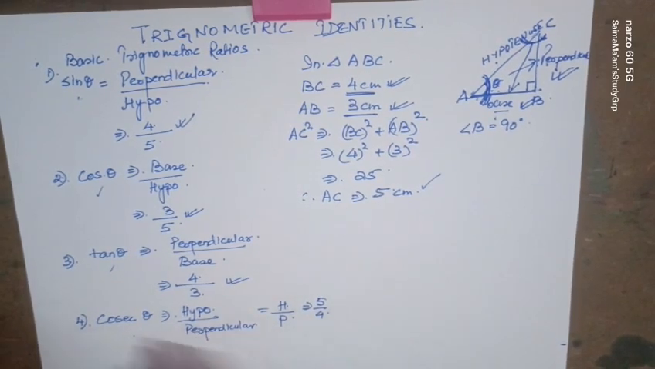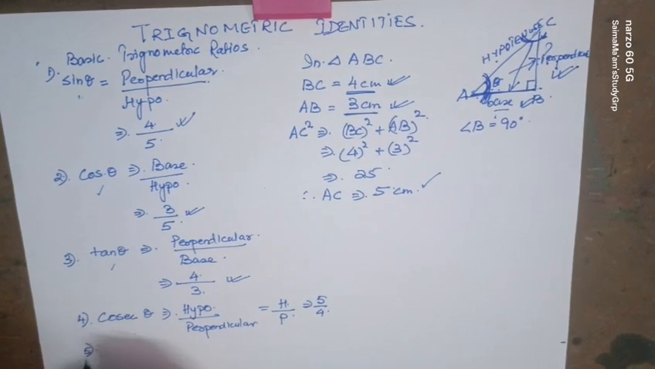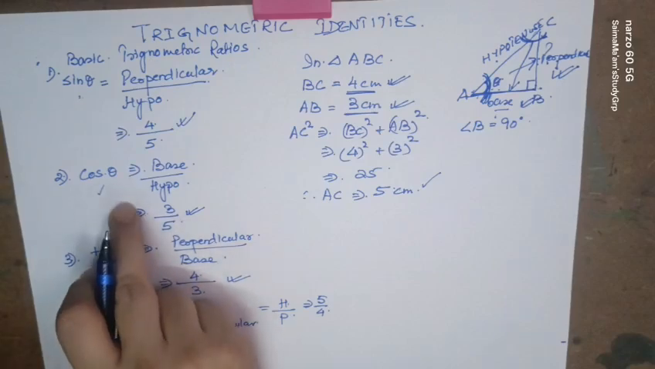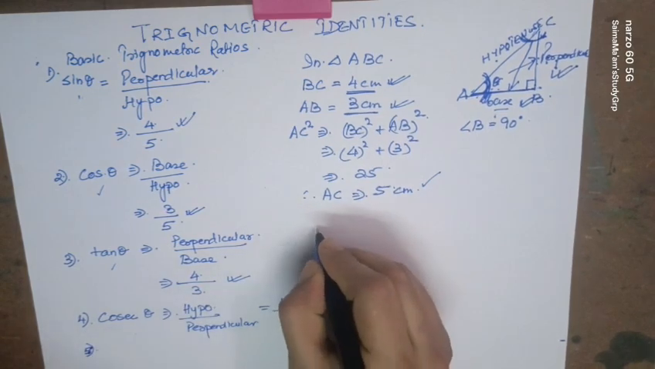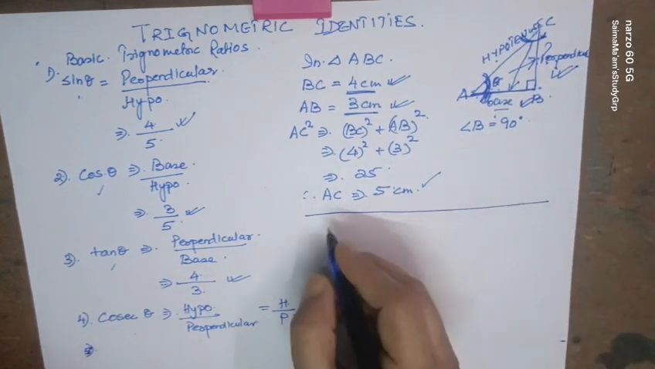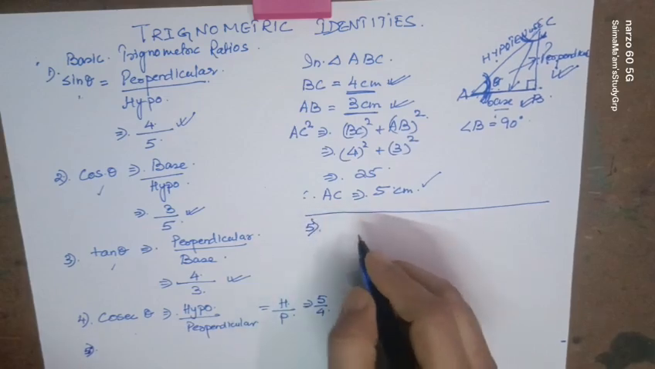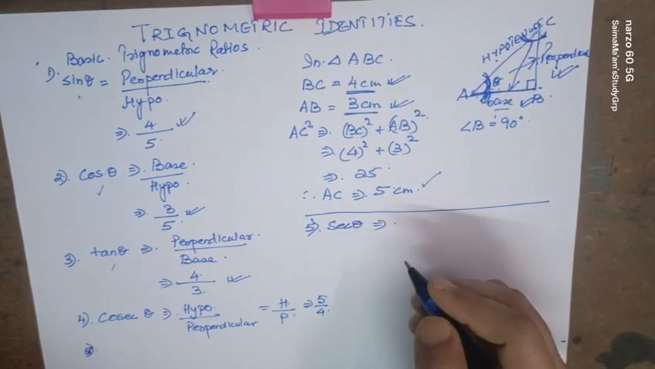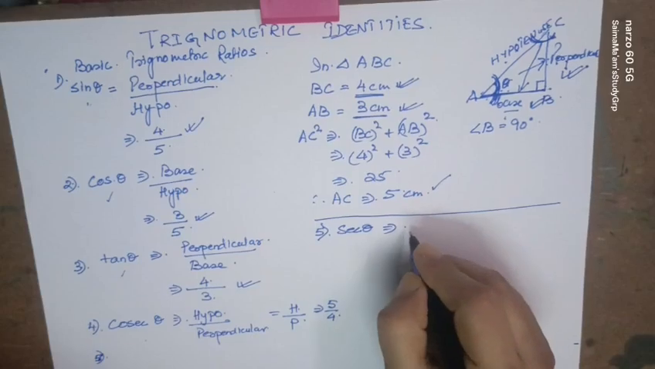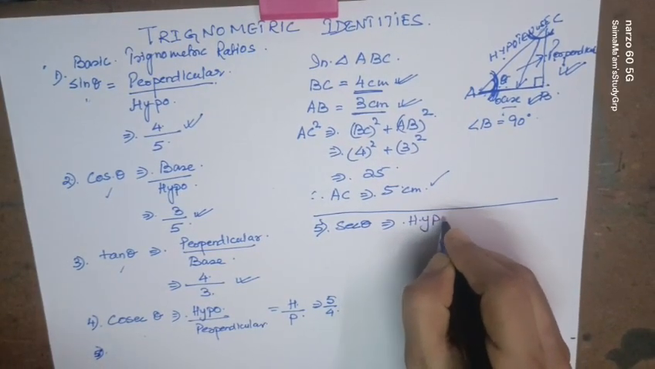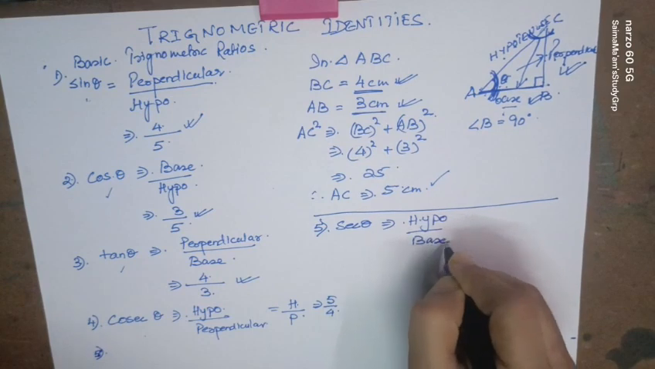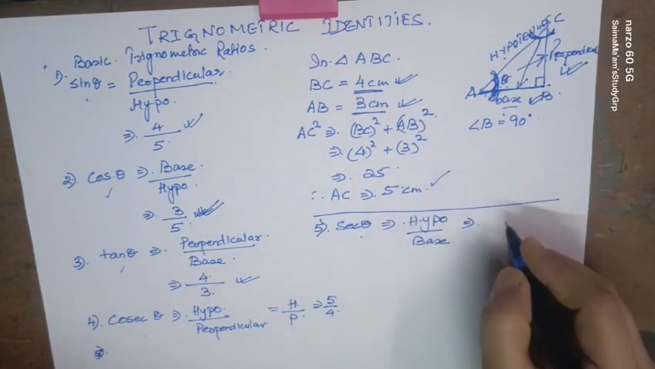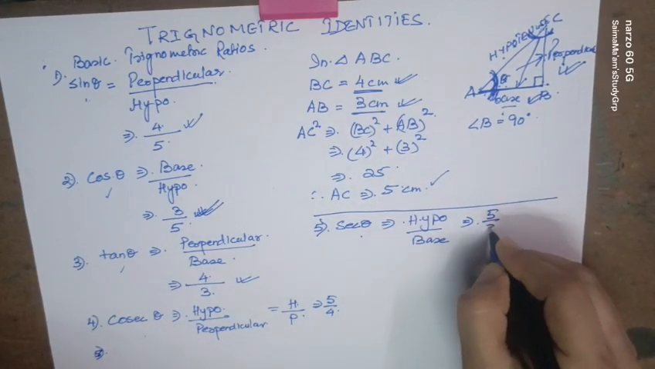Right? Likewise, let's proceed. Number 5, that is the inverse of cos theta. What is it? Sec theta. Sec theta is the inverse of cos theta. So can I write hypotenuse by base? In this case, if cos theta is 3 by 5, then sec theta will be 5 by 3.